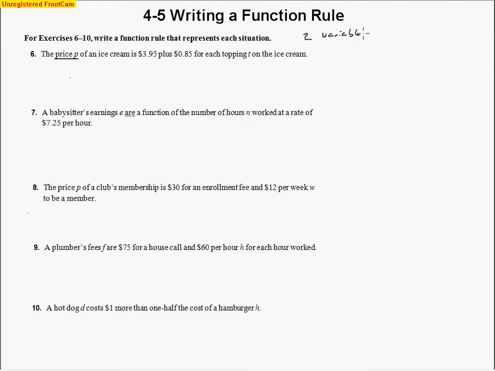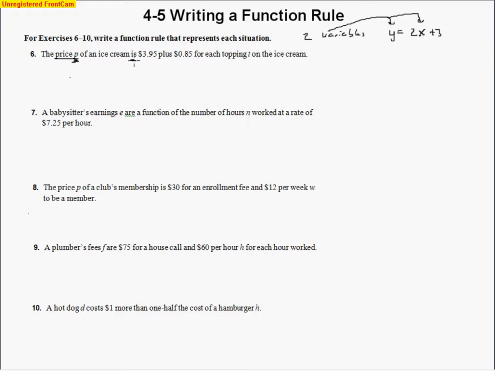Our general form is going to be like y equals some sort of number, maybe like a 2x, and then maybe a plus 3. So there's going to be two variables, a y and then an x, and that's what we're looking for as we're doing these problems. So I see price P. They're naming that right now, so I know P represents the price of an ice cream is.